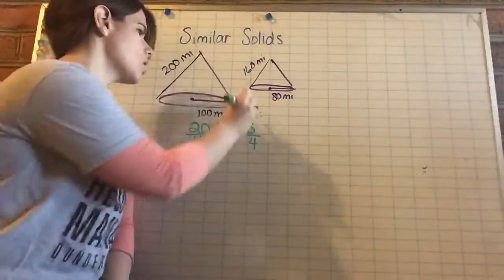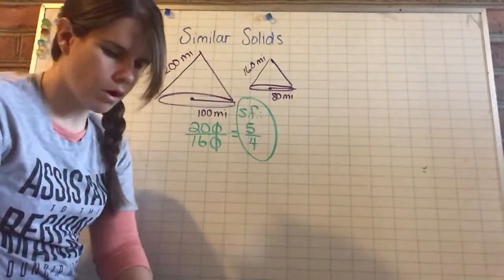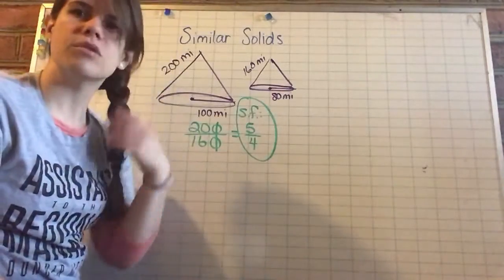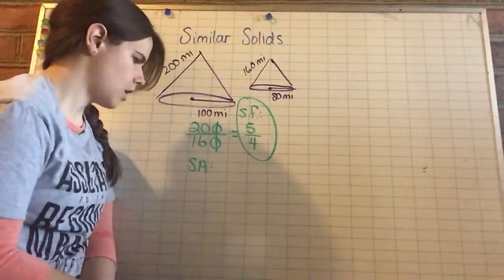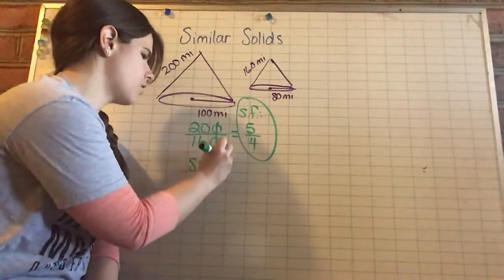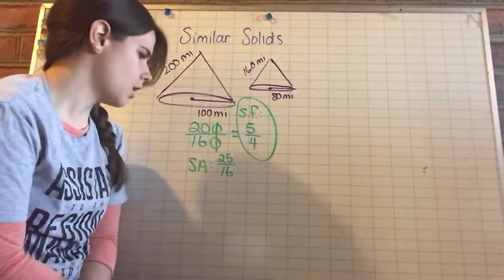So then what we talked about yesterday was, if you have a scale factor of 5 over 4, that means you just take those numbers and you square them to find the surface area ratio, okay? So the surface area ratio is just 25 over 16, okay?